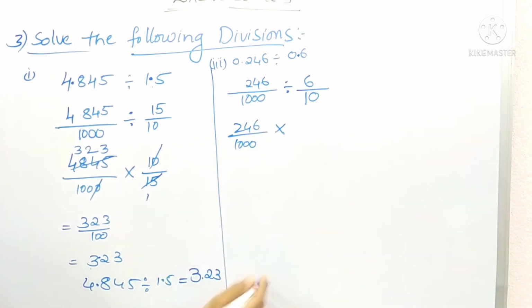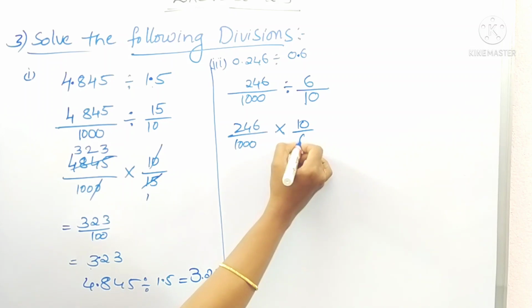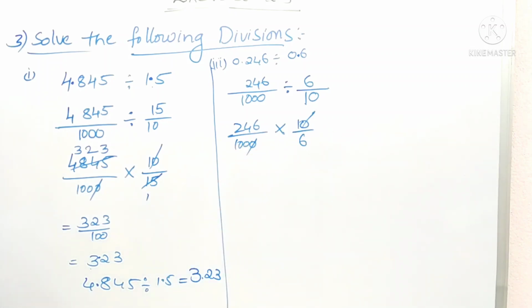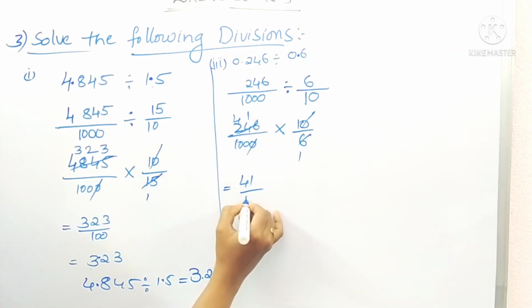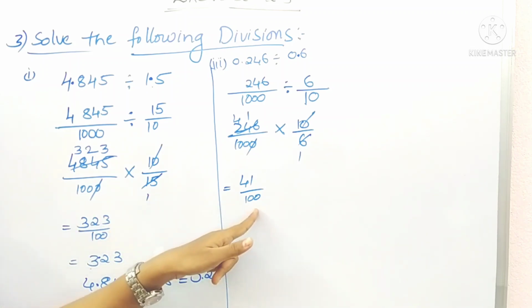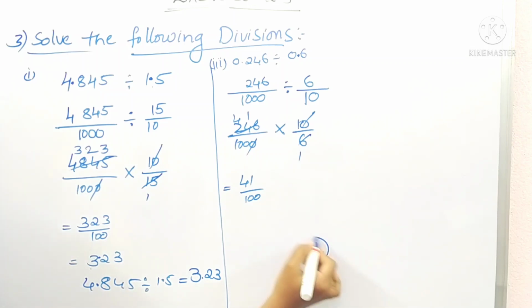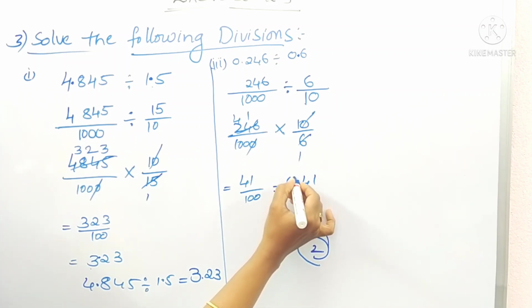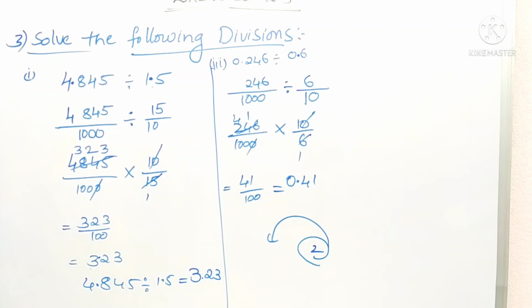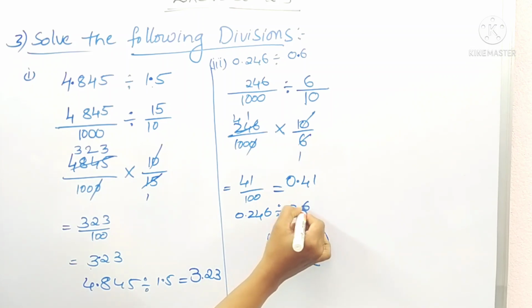This division will become multiplication and the fraction will get reversed, that is the reciprocal. So the 0 and 0 get cancelled. And here 6 4s are 24, 6 1s. So it is 41 by 100. Here you see 2 zeros are there, right? So when we have 2 zeros, we have to put the decimal point from the right side after 2 digits. So here only 2 digits we have, right? So after 2 digits put the decimal point and 0. So here the final answer will be 0.41.